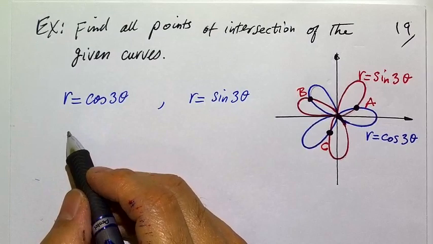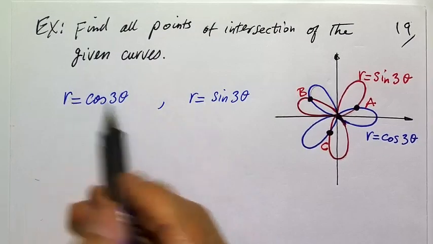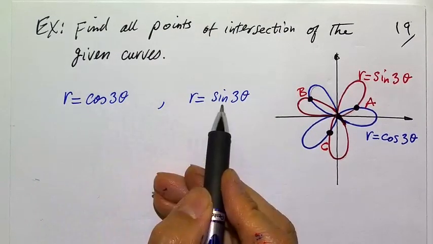Okay, so then points of intersection occur when these two are equal, right?